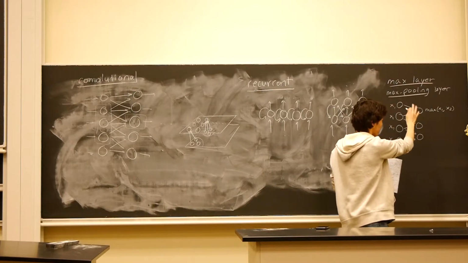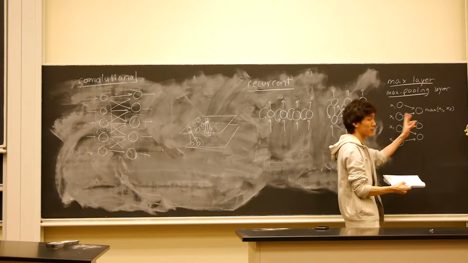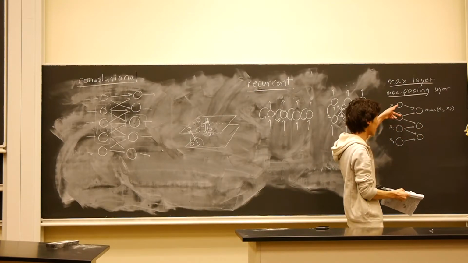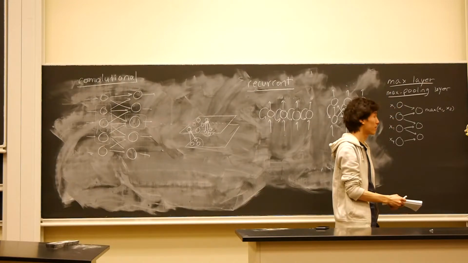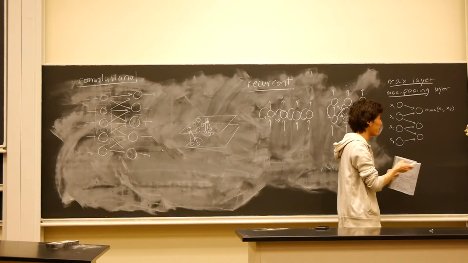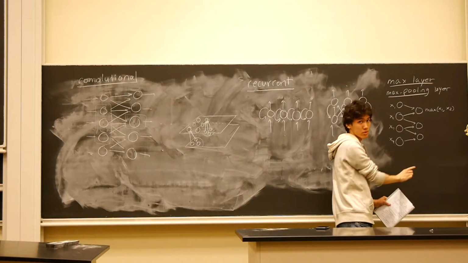And each neuron in the output just takes the maximum of the two inputs of all the connections that it has from the input layer. So it's kind of like pooling the maximums from little local batches in the input layer.